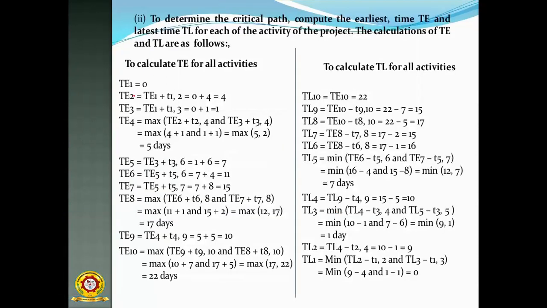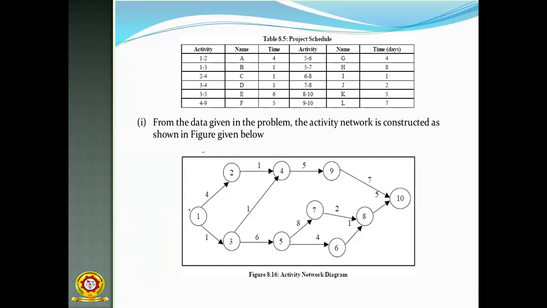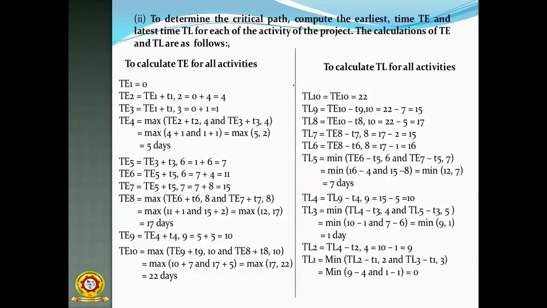To determine the critical path, compute the earliest time TE and latest time TL for each activity of the project. The calculation of TE and TL is as follows. So how do you calculate them? There are formulas. Initially TE equal to 0. Basically for the first activity there is no starting time, no earliest or latest time, because it is the first activity. That's why TE1 and TL1 are always 0.